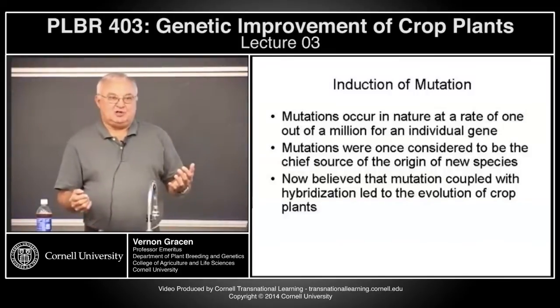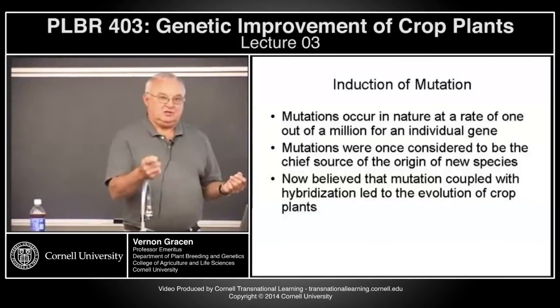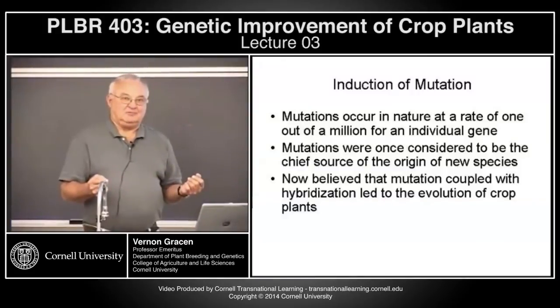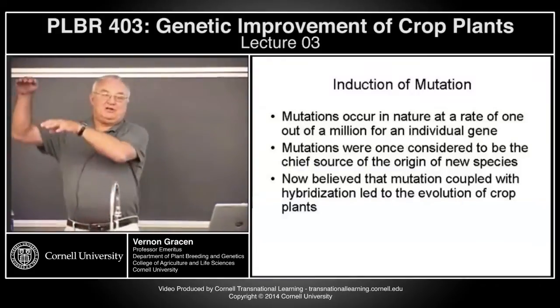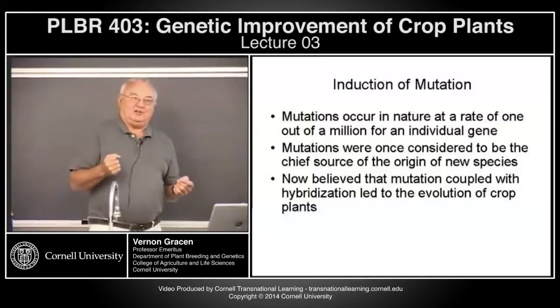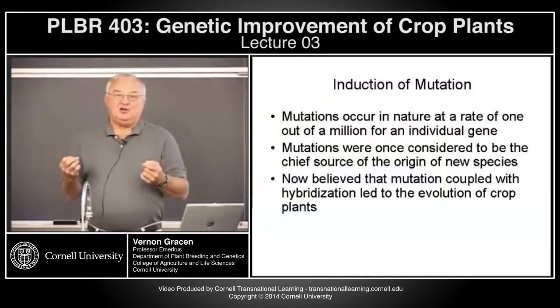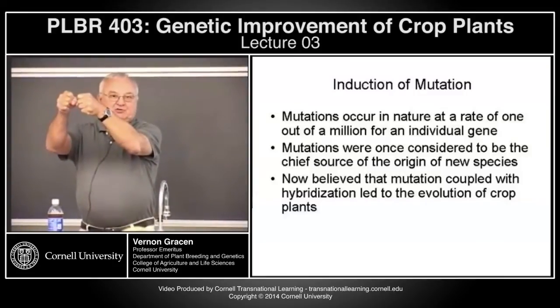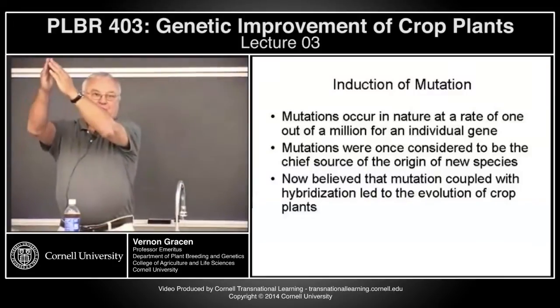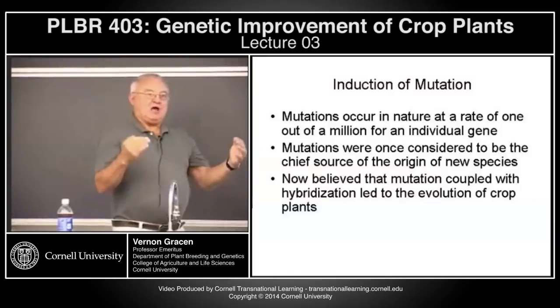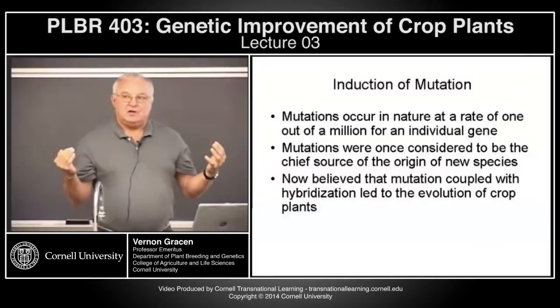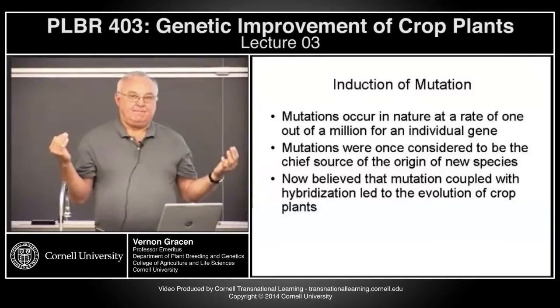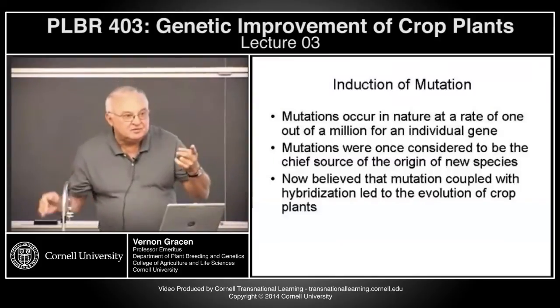Why would hybridization increase genetic variation? Well, we get hybrid vigor, but it's ironic because now we consider hybridization to produce hybrid vigor the major factor driving uniformity. So why would hybridization contribute to variation? Speak up.